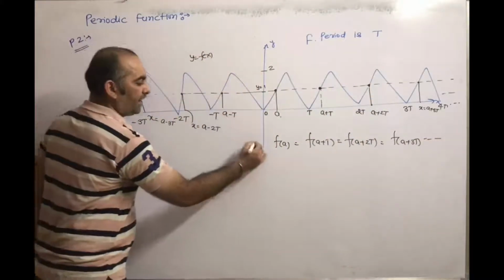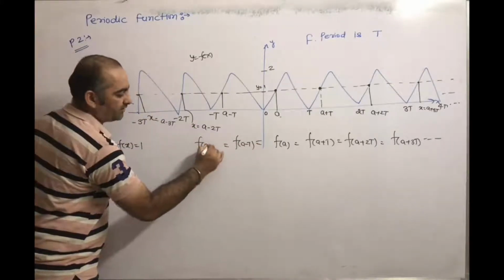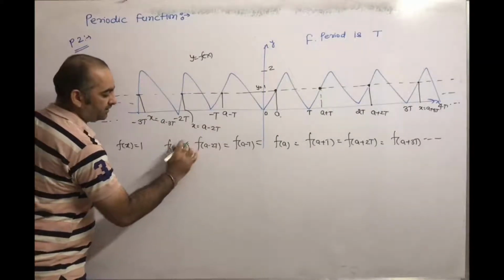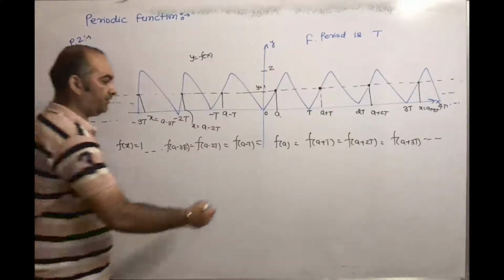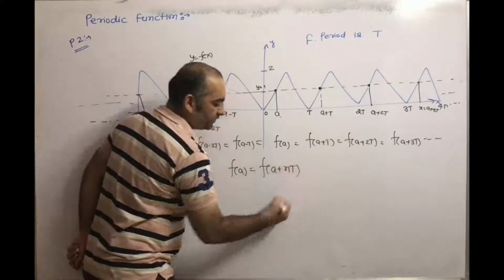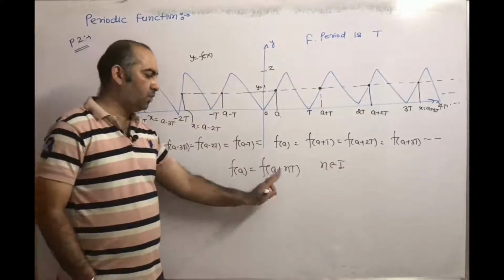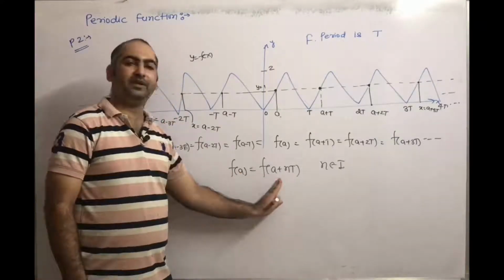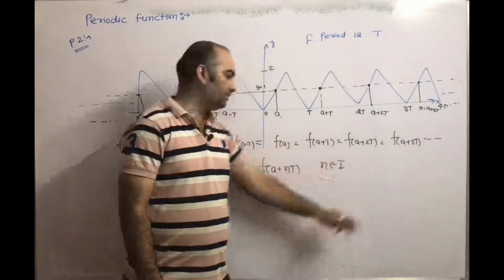Similarly, this side will come f of a minus t. This is f of a minus 2t, and this point is f of a minus 3t, and so on. So from here we can say that f of a in general is equal to f of a plus n times t, where n belongs to integers. So if you put n equal to 1, f of a equals f of a plus t. If I put n equal to 2, f of a equals f of a plus 2t. So here these two are equal. If I put n equal to 3, then this one and this one are equal. Correct?